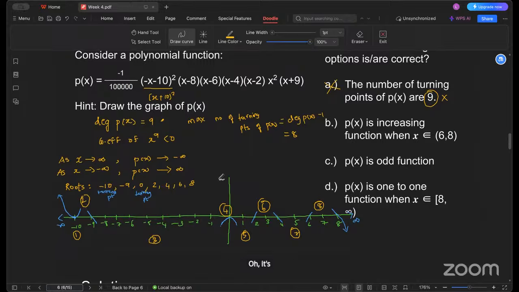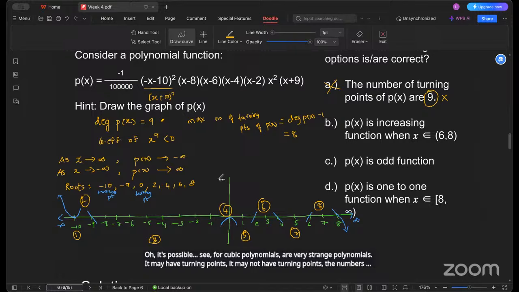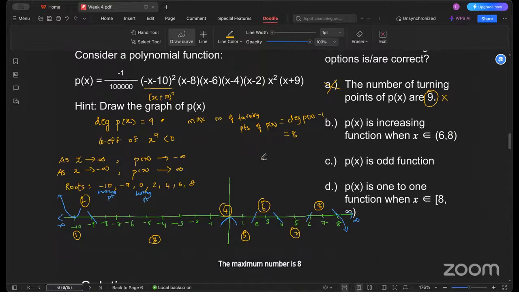Cubic polynomials are very strange polynomials. They may have turning points, they may not have turning points. The numbers will vary. That's why we are saying the maximum is the degree of p of x minus 1. It's not exactly equal to that. The maximum number is 8. It can be less than that also.